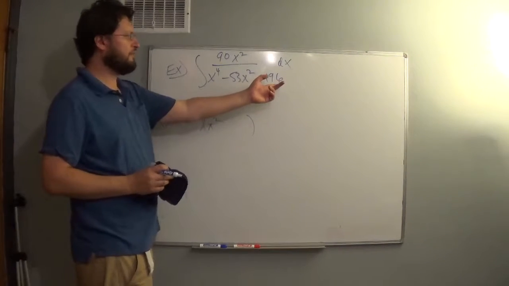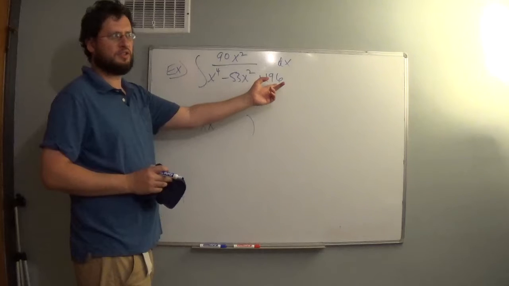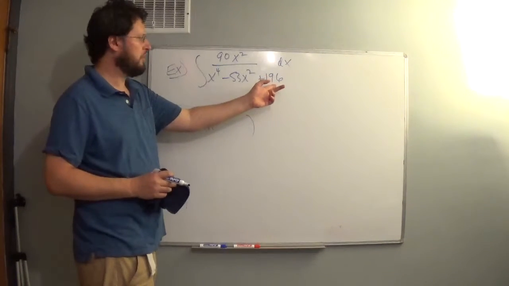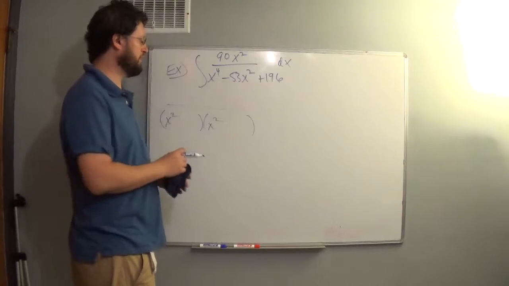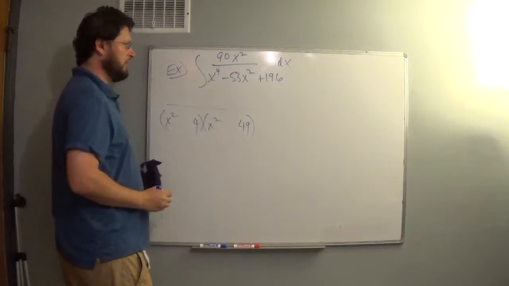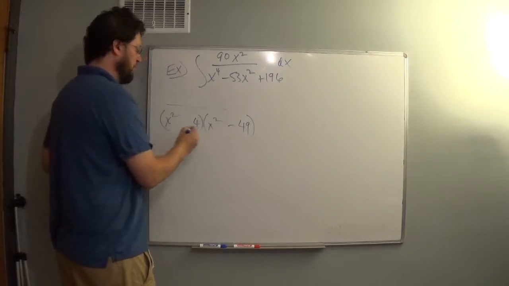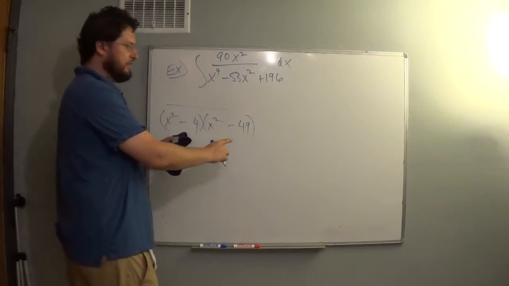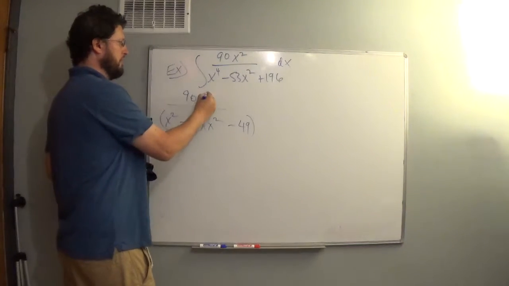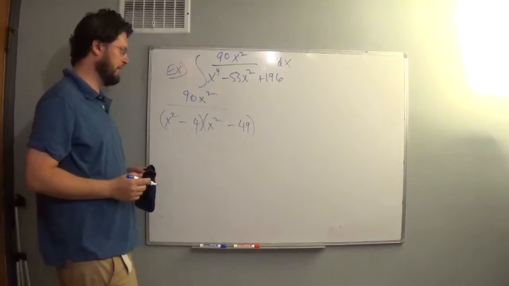Well, 196 is 14 times 14, which is 2 times 2 times 7 times 7, so that's also 49 times 4. And the 49 and the 4 will make the 53. So we're going to have a 49, we're going to have a 4. If I want negative 53, they need to both be negative, which is great, since at the end there'll be a positive 196. We still get 90x squared.